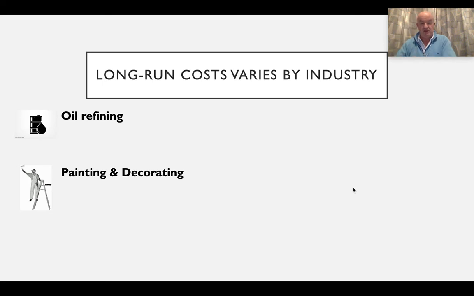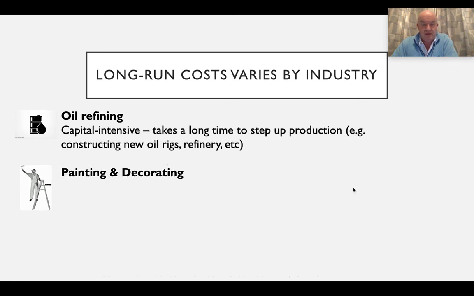Okay, so in terms of this principle of the long run and what the long run is in different types of industry, clearly an oil refining industry is going to be massively capital intensive, and it's going to take a long time to step up production and make changes to new oil rigs and refineries, for instance. So clearly in an industry like oil refining, you're going to have long run costs, and they are going to be significant.